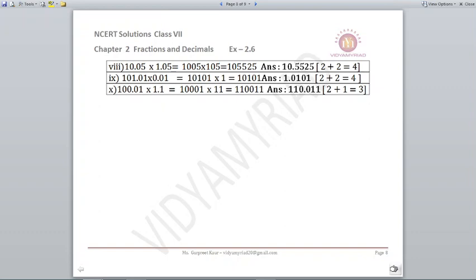100.01 multiplied by 1.1. How many decimal places? 3. I need to multiply 10001 by 11. This gives you 110011. So how many places? 3 places. Count from 1, 1, then 0, then decimal and the remaining 0, 1, 1. So your answer is 110.011.